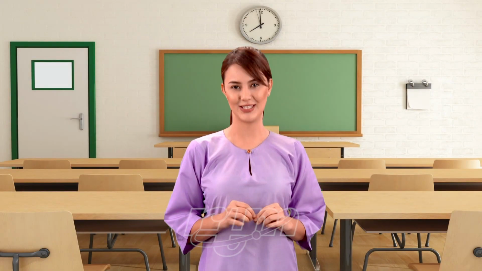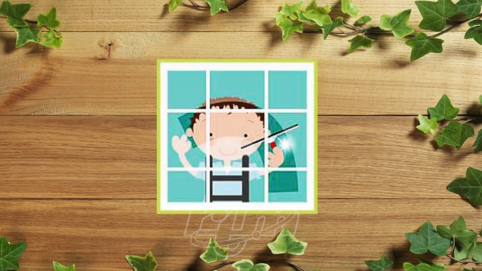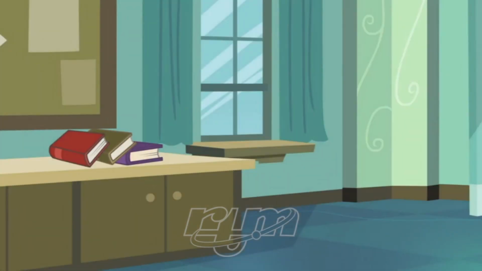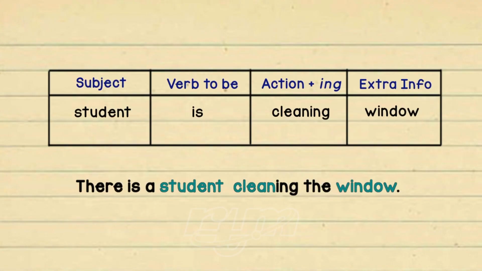Now, let's look at this student. What do you think is happening? It looks like the student is cleaning the window. Look at your circle map and see which words you can use to construct a sentence. In my circle map, I have the words student, clean, window. So I can construct my sentence like this. There is a student cleaning the window.